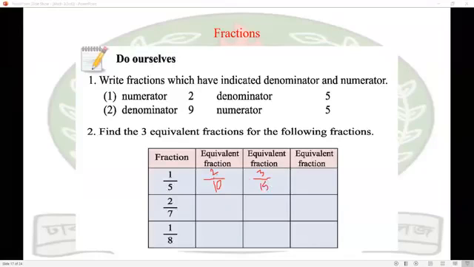When we multiply 4 with 1, we get 4. When we multiply 4 with 5, we get 20. So all these fractions are equivalent fractions. In this way, you can find the other equivalent fractions of the rest too. You can also find it in your books, so you can solve it in your home practice in this way.